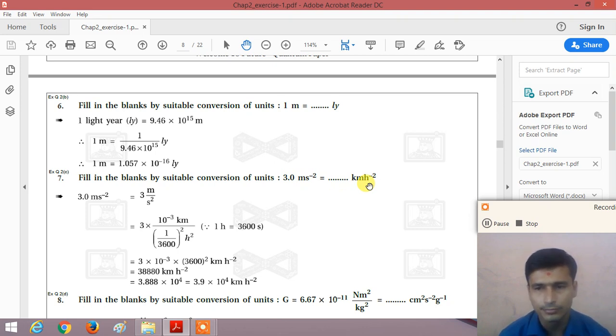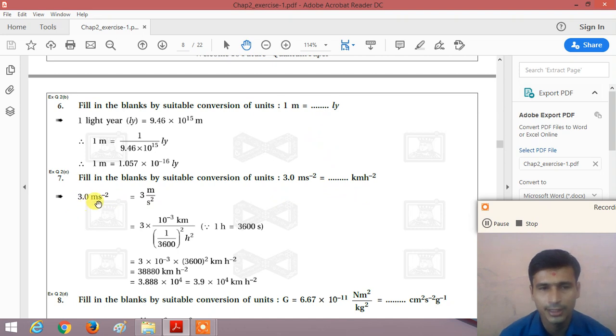So dear student, here you know that 1 kilometer is equal to 1000 meter, or we can say that 1 kilometer is equal to 10 raised to 3 meter. So 1 meter is equal to 10 raised to minus 3 kilometer. So here we convert meter to kilometer. 1 meter is equal to 10 raised to minus 3 kilometer, and 1 hour is equal to 3600 second. So 1 second is equal to 1 divided by 3600 hour.